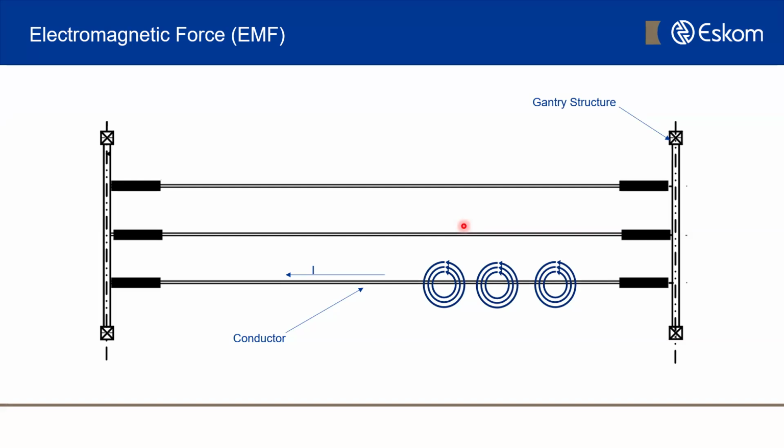And as current flows, in this instance I'm showing it flowing from right to left, you will notice that you have an electromagnetic field that runs across this entire conductor. Each conductor has this. If the current is flowing right to left, you can use your right-hand rule: stick your thumb out, that's the direction of current, and the other four fingers show the rotation of your magnetic field.